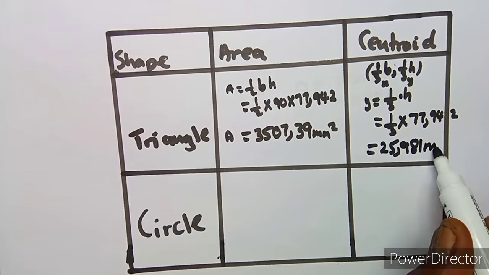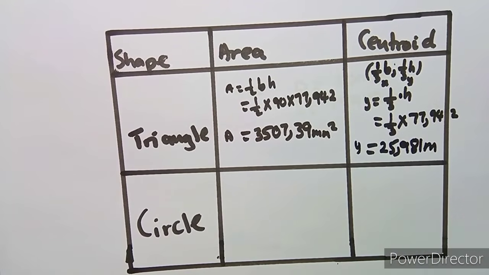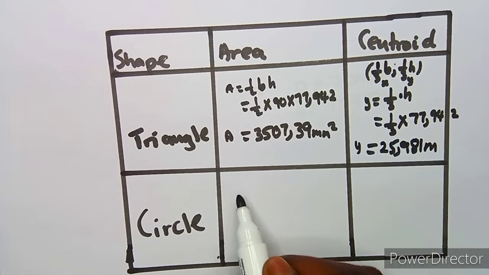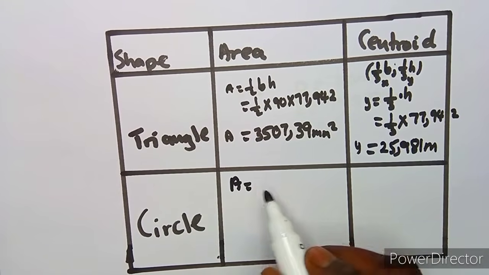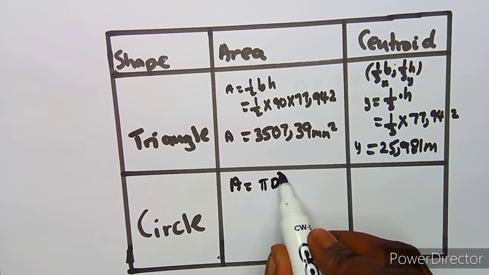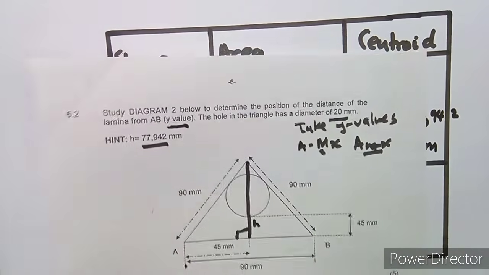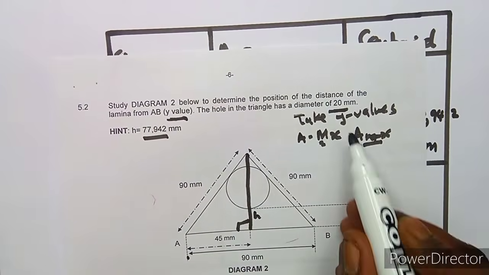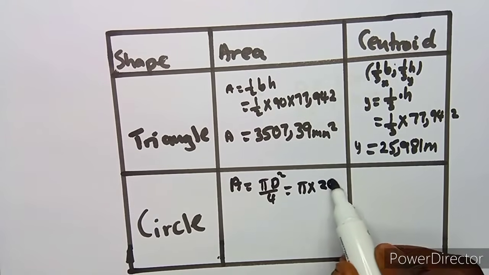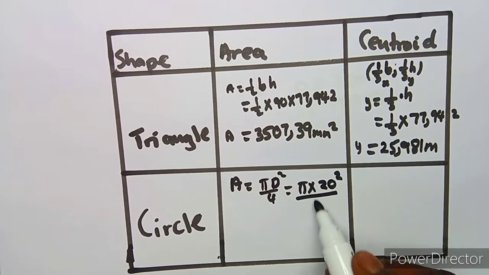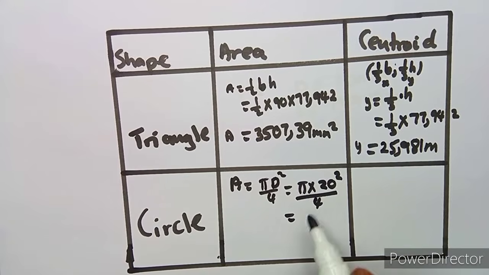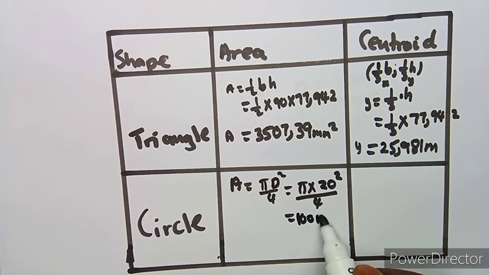All right, this is in millimeters. So this is the value of y for the triangle. Then we move on to the circle. You know that the area of a circle is pi d squared over 4. The diameter we are given is 20 millimeters, so it's pi times 20 millimeters squared over 4. So this is going to give us something like 100 pi square millimeters.